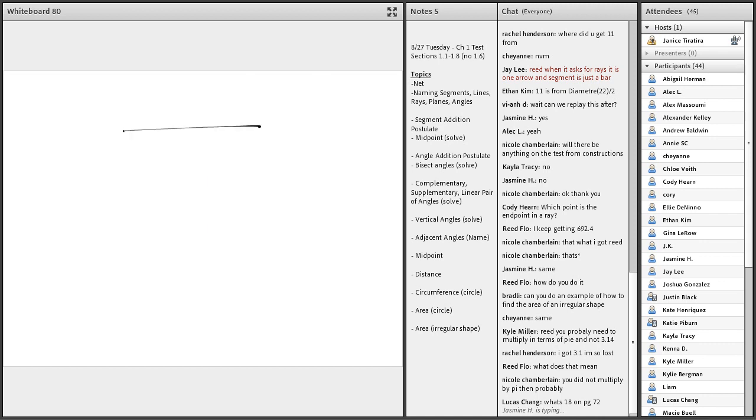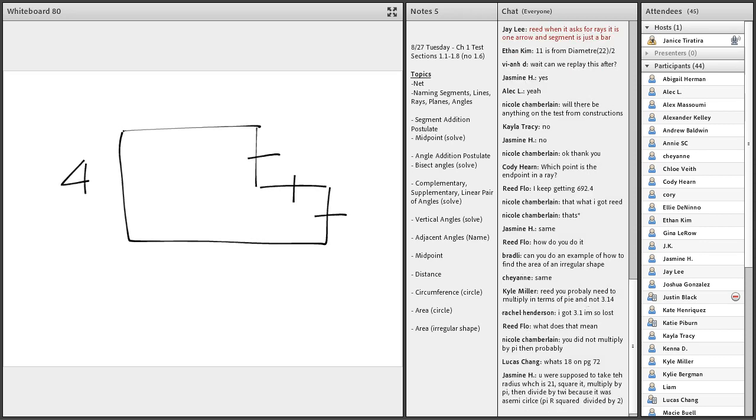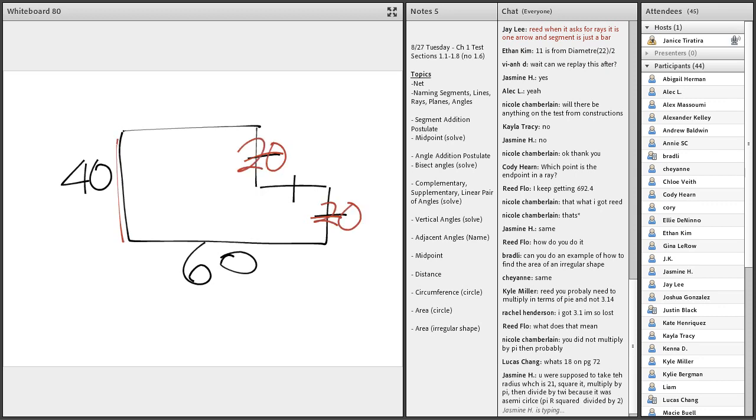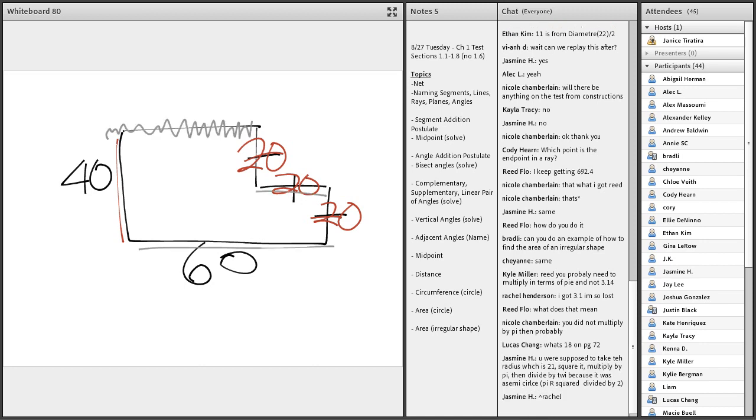But in general, if you have a picture, let's say something like this, and you have tick marks, and you have like 40 and 60, then you have to infer some information on your own. These tick marks on the side mean they're congruent, so you're required to divide 40 by 2. So this is now 20 and 20, and also this is 20. Coincidentally, but this measurement right here, this zigzag measurement, you have to do 60 minus 20 to get 40. So again, coincidentally, it was the same number.